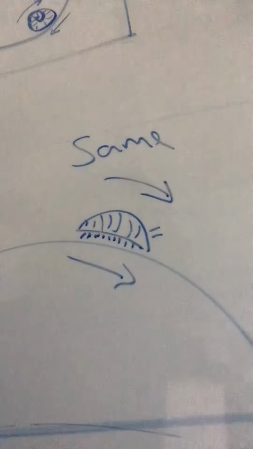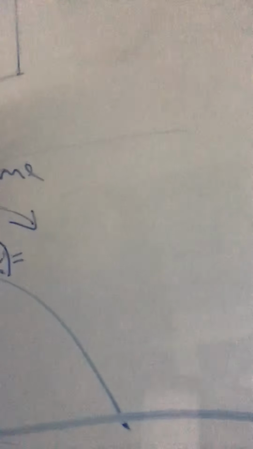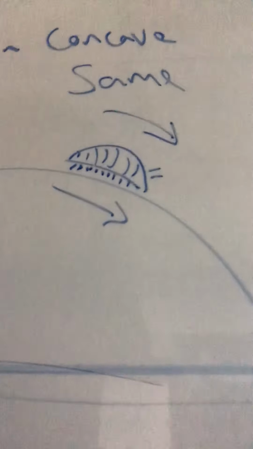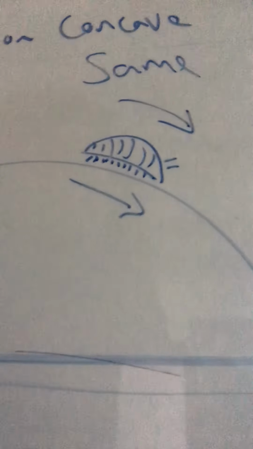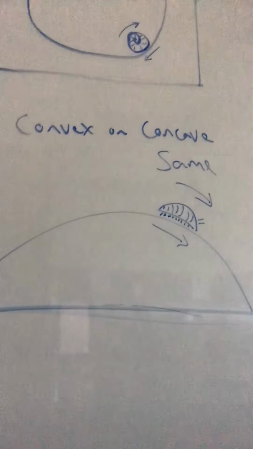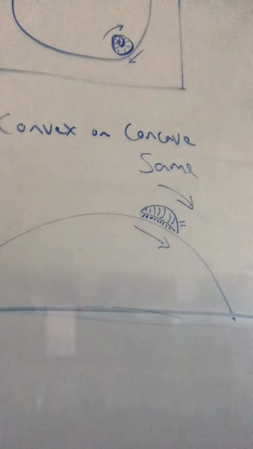and slides or glides in the same direction. So you can see here the bottom surface of the roly-poly now is concave. He's walking along a hill that is convex, and the roll and glide are occurring in the same direction.